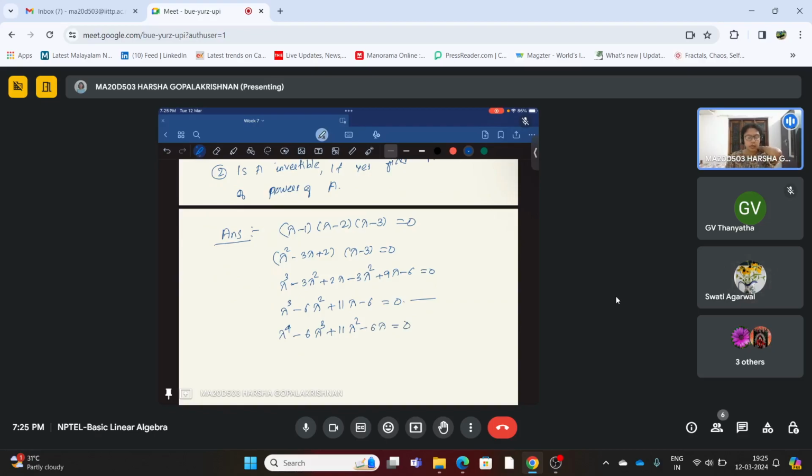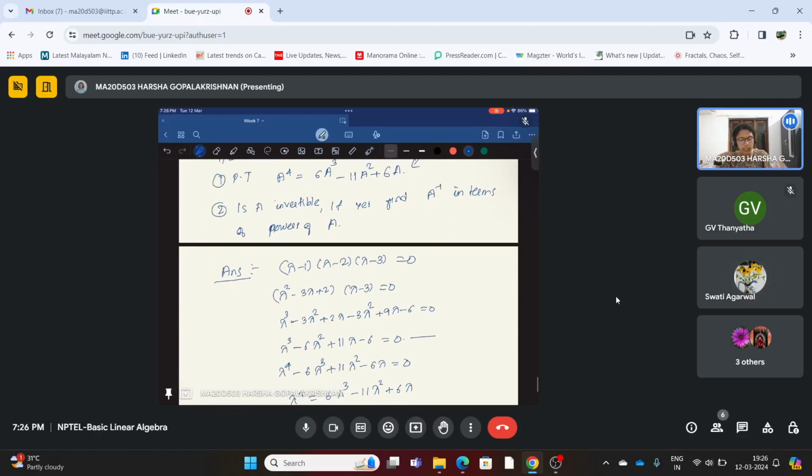Now we can substitute the value here, or we can directly write lambda power 4 is 6 lambda cube minus 11 lambda square plus 6 lambda. A should satisfy this equation, correct? So it should be A power 4 equal to 6A cube minus 11A square plus 6A. Correct, right? So that is what we wanted to prove. Clear for everyone?